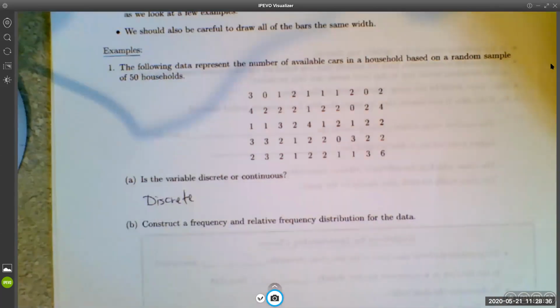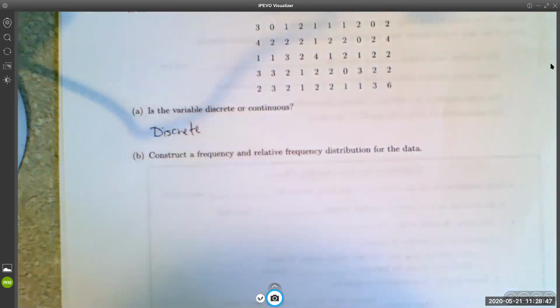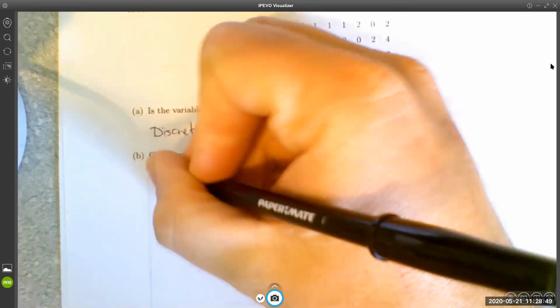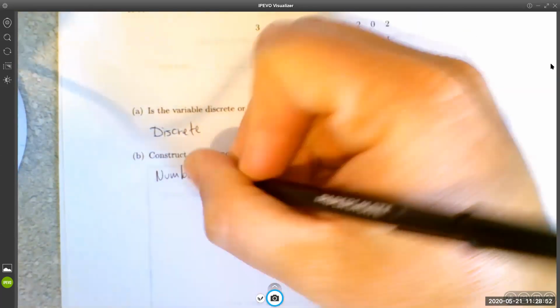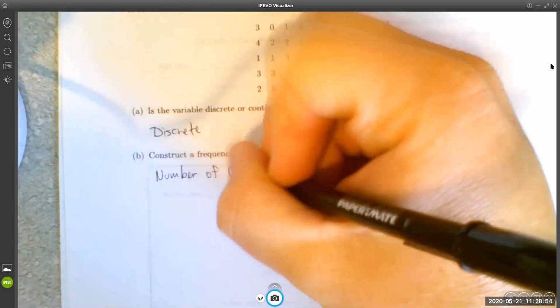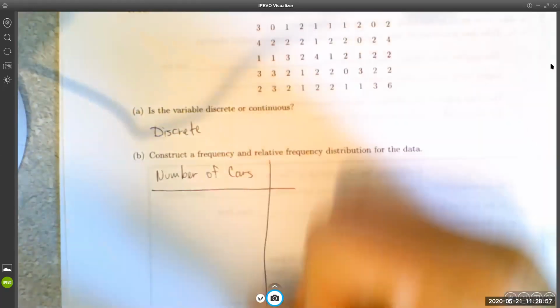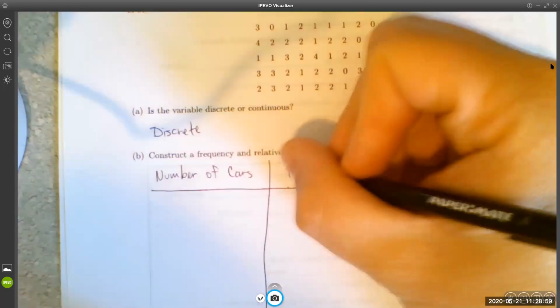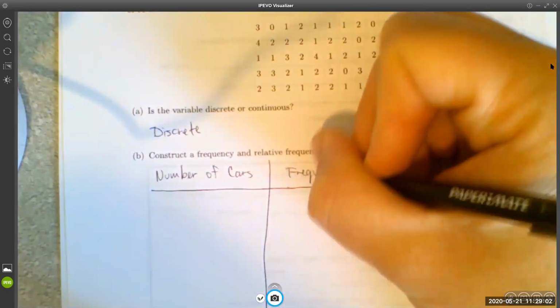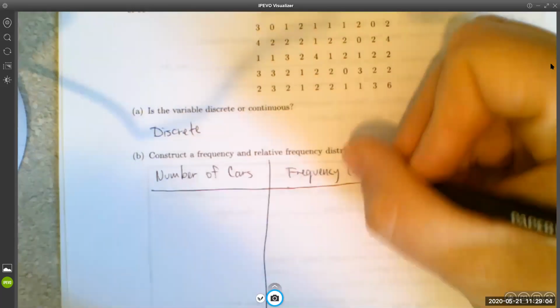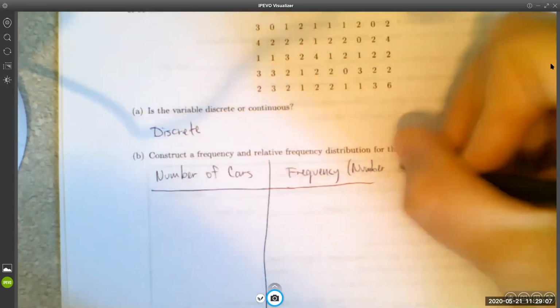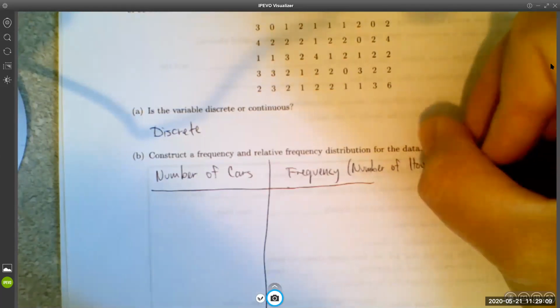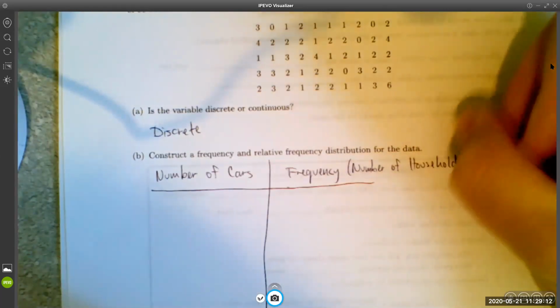Now part B says construct a frequency and relative frequency distribution for the data. Okay. So our frequency distribution would look like this. We're going to have a column for the number of cars, and then we're going to have a column for the frequency, or in other words, the number of households.